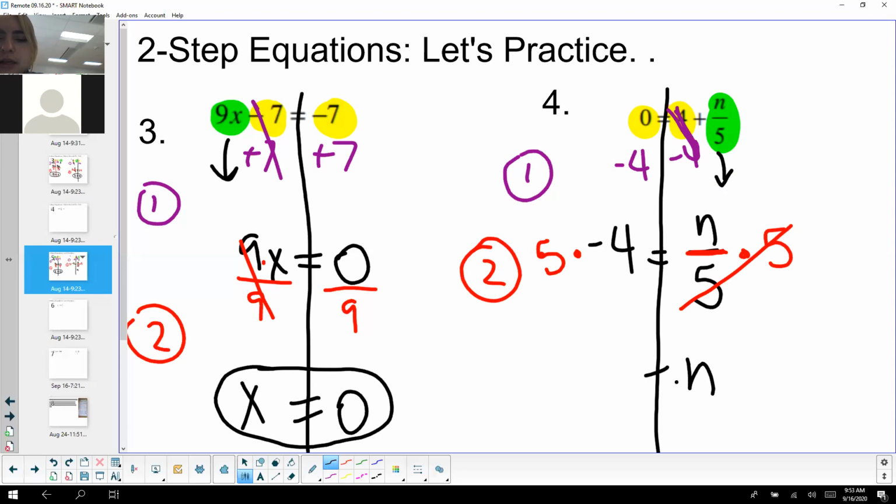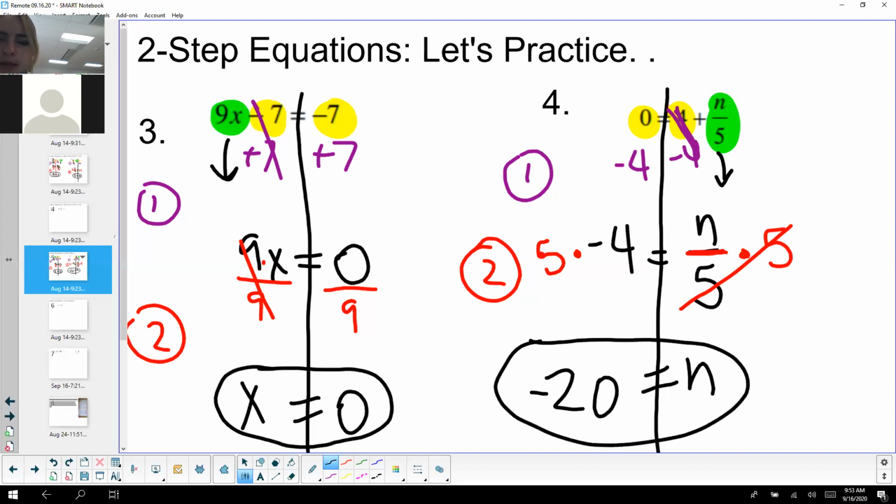So n is going to equal negative 4 times 5, or 5 times negative 4. In your calculators, make sure you're practicing typing in these negative numbers. Negative 4 times 5 in your calculator is going to give you negative 20. And that makes sense because n divided by 5, so negative 20 divided by 5 would give us negative 4, so that did work out.